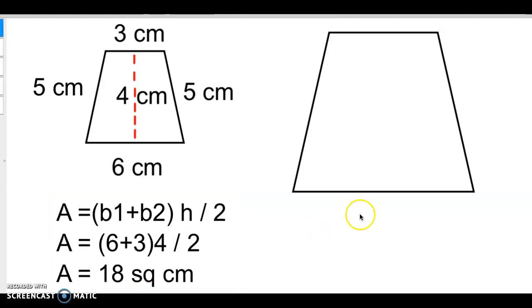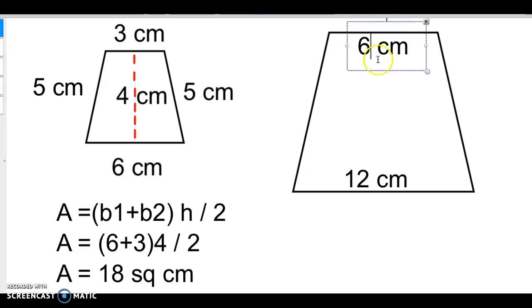If I were going to double the dimensions, and I'll always tell you if I'm doubling or tripling or whatever I'm doing, I will always have to tell you that. My two bases are going to be tripled. So doubled, I apologize. They're going to be doubled. So I'm doubling the dimensions. So 6 times 2 is 12, and 3 times 2 is 6. I might have said the wrong thing, but I am doubling the dimensions, not tripling them. And my height, since I'm doubling this, the 4 centimeters is going to become 8 centimeters.